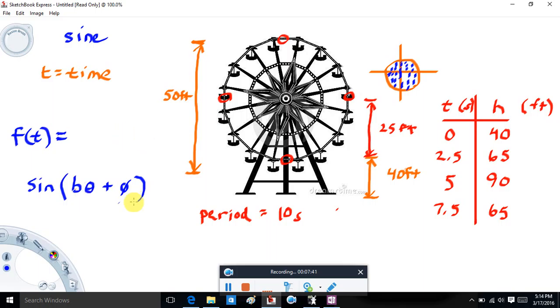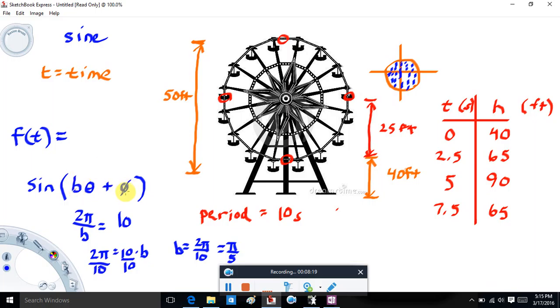Since the period is 10 seconds, we know 2 pi over b is going to equal 10 seconds. So we can solve for b by cross multiplying. So 2 pi equals 10b. So b, when we divide both sides by 10, gives us 2 pi over 10, or pi over 5. Okay, so we know that b is pi over 5.